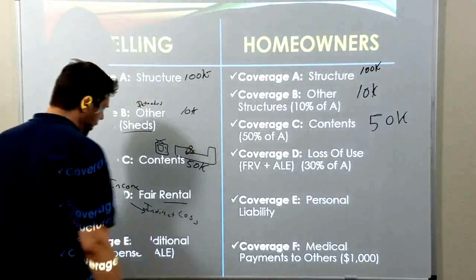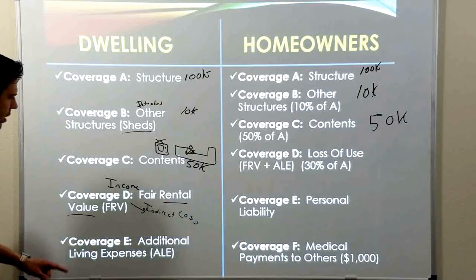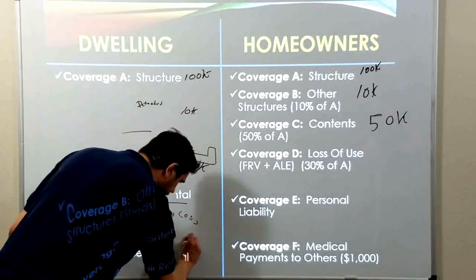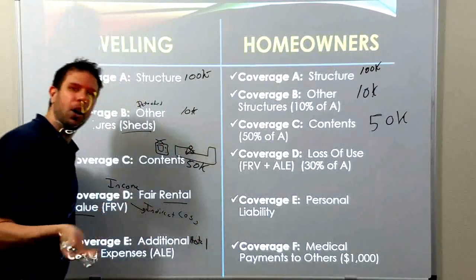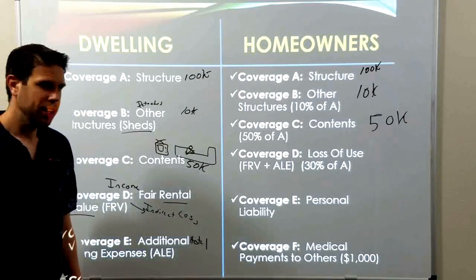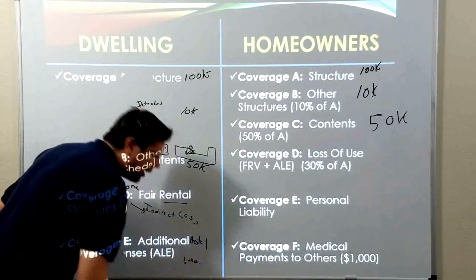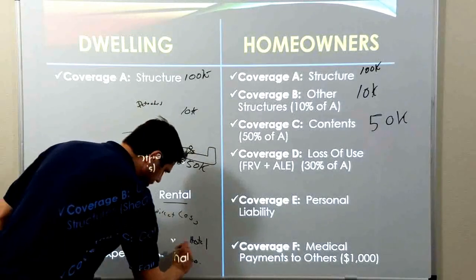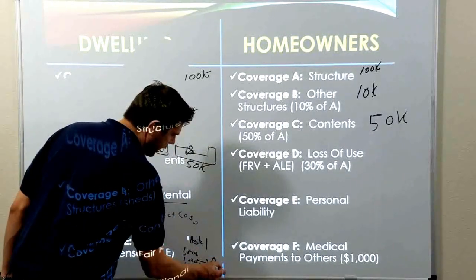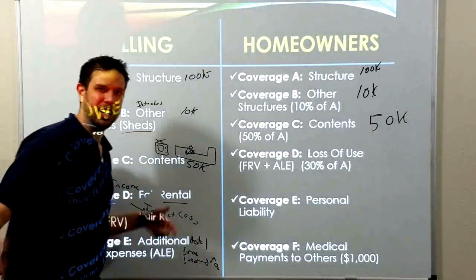Coverage E is known as additional living expenses. Coverage E under dwelling will put you up in a hotel, as long as the hotel was more than what your mortgage was. So like if you were paying $1,000 a month for the mortgage and your hotel cost $1,500, coverage E will pay you $500. It's only for the extra costs that you incurred because the house burned down.